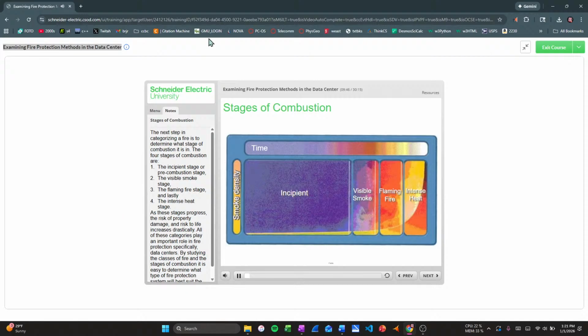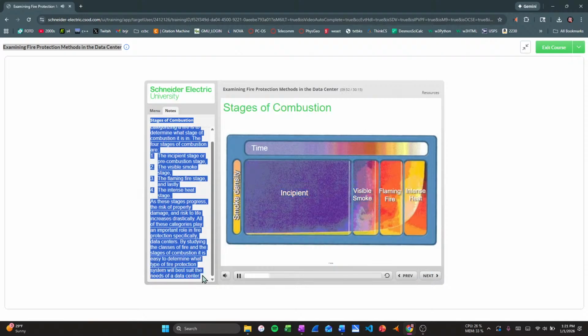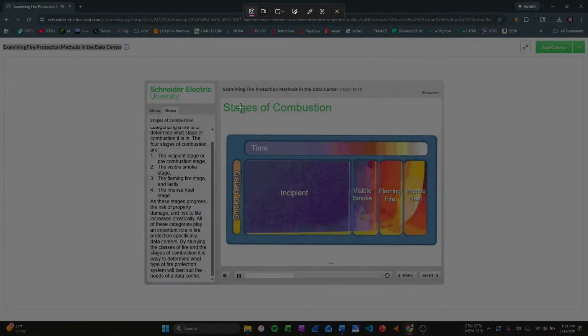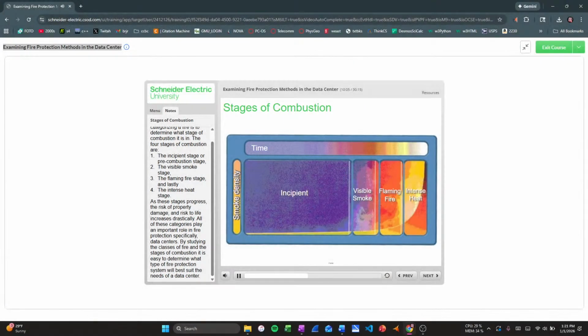The next step in categorizing a fire is to determine what stage of combustion it is in. The 4 stages of combustion are the incipient stage or pre-combustion stage, the visible smoke stage, the flaming fire stage, and lastly, the intense heat stage. As these stages progress, the risk of property damage and the risk to life increases drastically.